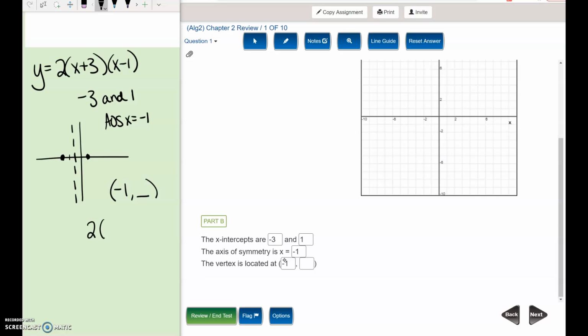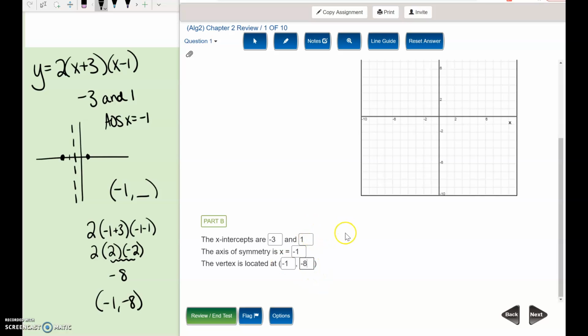So 2 times -1 plus 3 times -1 minus 1. That would be 2 times 2 times -2. Now, do you see how when we plugged that in, you got +2 and -2, those matched, but they're opposites of each other? That should always happen. If it doesn't, that's a sign that maybe your axis of symmetry isn't correct. You may want to go back and check it. 2 times 2 times -2 is -8. So our vertex is -1, -8.